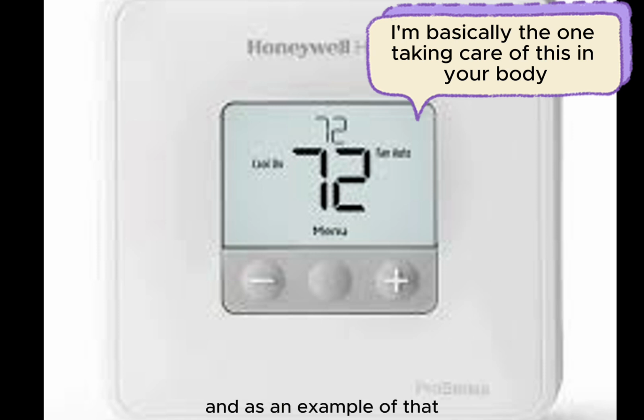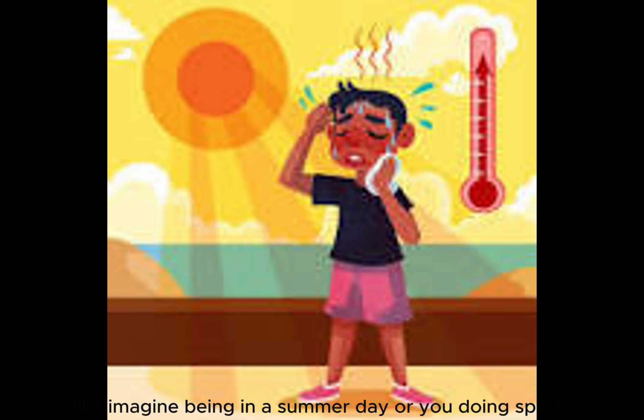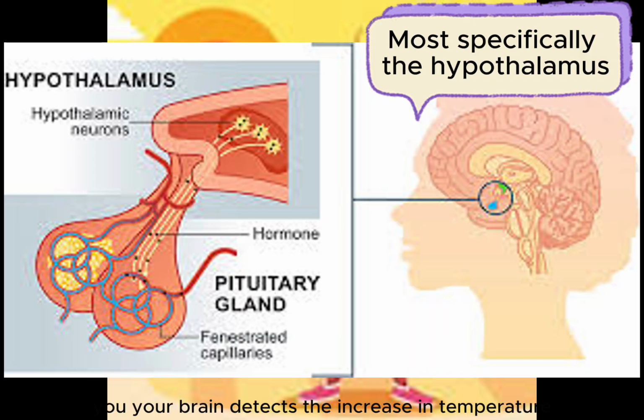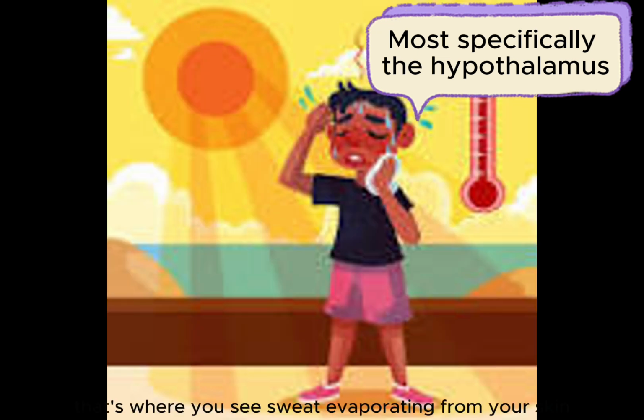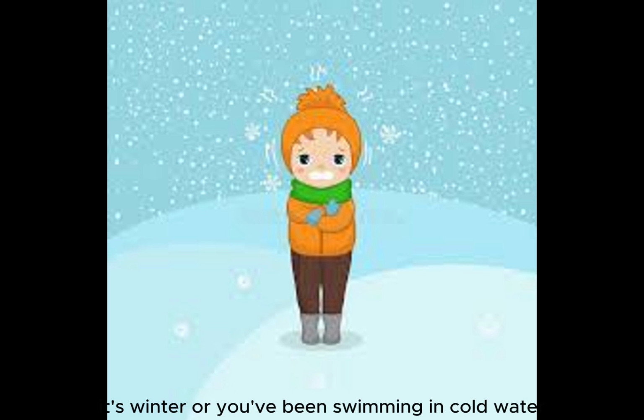And as an example of that, your body temperature regulation is really good because when it's too hot, like imagine being on a summer day or doing sports, your brain detects the increase in temperature and therefore your body will respond by sweating. So that's where you see sweat evaporating from your skin, cooling you down. And even when it's too cold, like for example it's winter or you've been swimming in cold water, your brain also detects the drop in temperature, and that's when you shiver. Your muscles contract rapidly to generate heat.